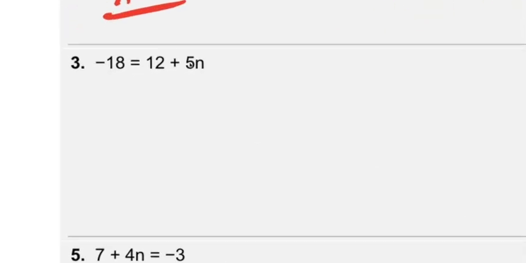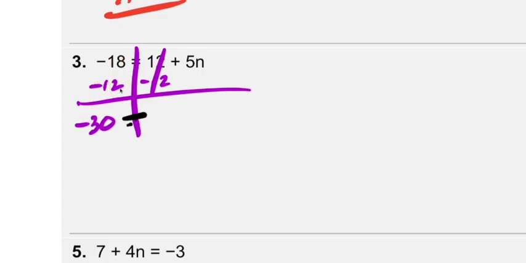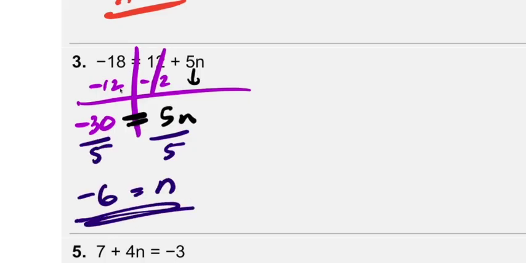The next one, same concept. I'm just going to put a line right there. I want to get the n by itself last, right? So that's what you want. You're trying to get that by itself. So let's get rid of that 12. It's a positive 12, so we're going to subtract 12 from both sides. These cancel out. These two are both negative. -18 minus 12. When you add and subtract, if they're both the same sign, you just add them. So I'm going to get -18 plus -12 is -30. Equal sign stays. Bring down the 5n. Now we're just going to divide both sides by 5. So -6 equals n. Right there.